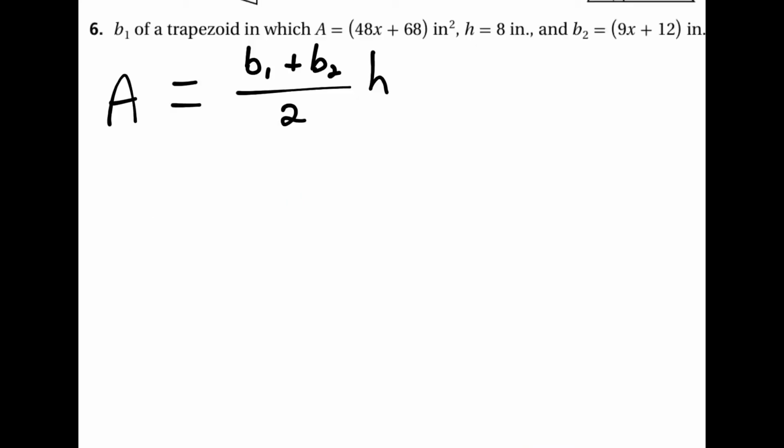So for number 6, I'm going to use the trapezoid formula again. I'm going to replace what I know. For example, I know that B2 is 9x plus 12. I know that my area is 48x plus 68. And finally, I know that my height is 8.